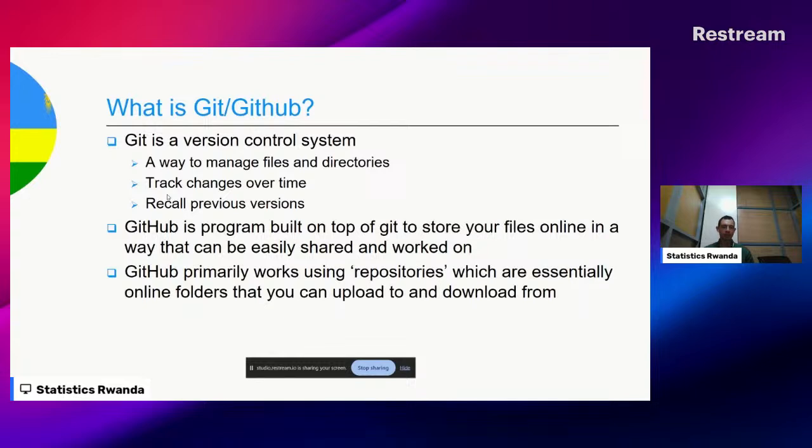GitHub primarily works using repositories, which are essentially online folders that you can upload and download from. In the same way that in your documents folder on your local machine you might have a project or a Python app you're working on, that folder would just be called a repository in GitHub.